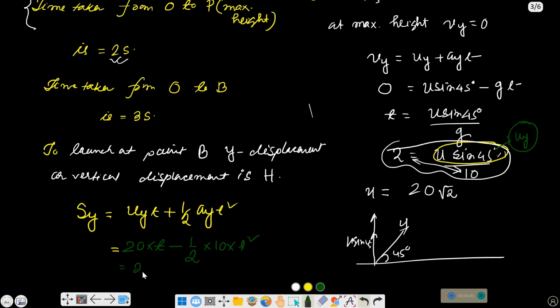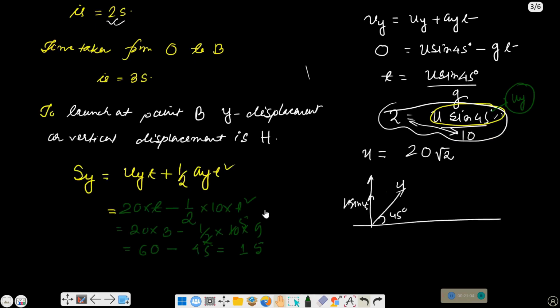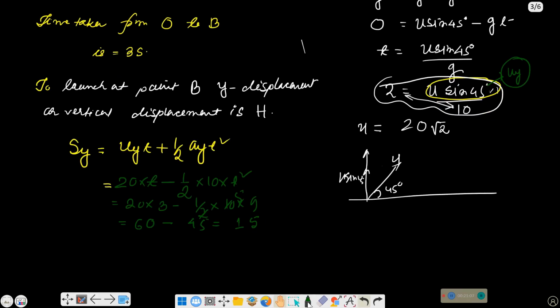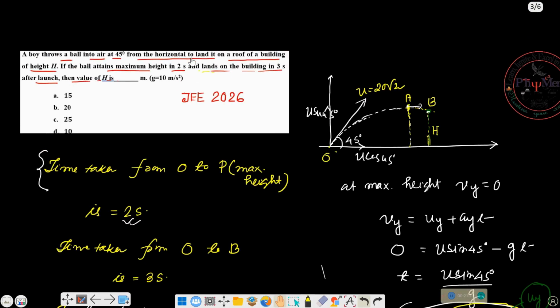Now time taken is given as 3 seconds, so it is half into 10 into 9, so it is 60 minus 45, and this comes out to be 15. So the height of the building is 15 meter, right? So 15 meter is the answer. So which option is correct for this particular question? Option A.